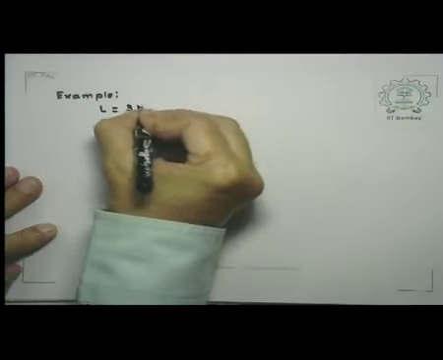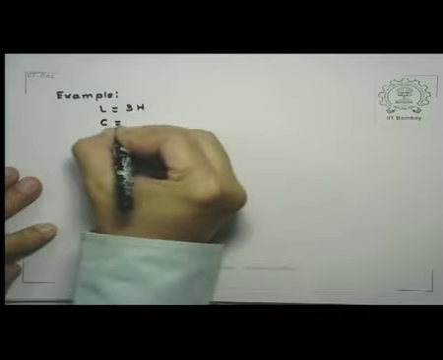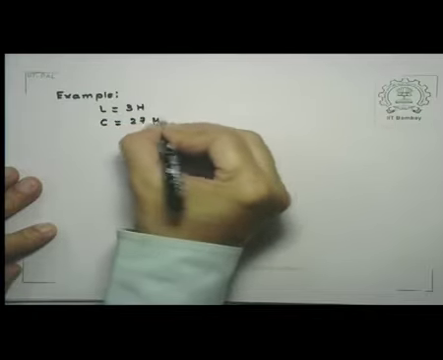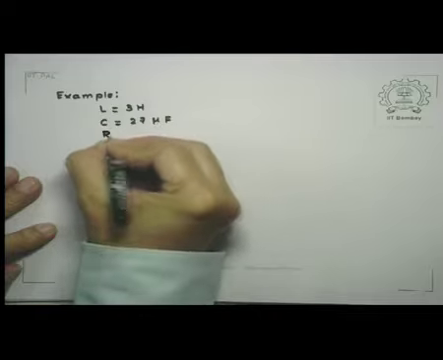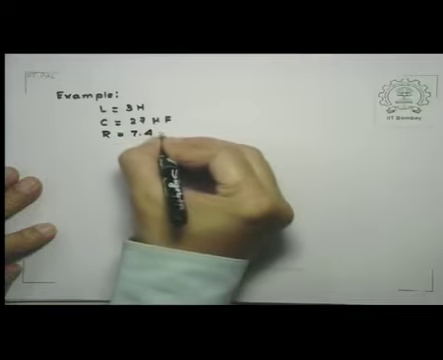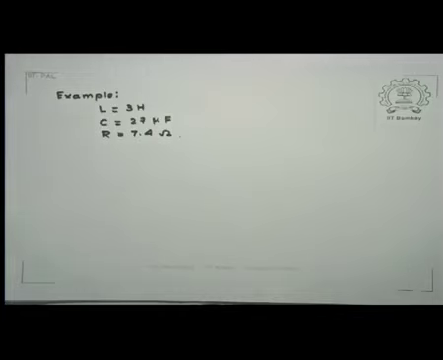Let me give another example. Let's consider a circuit for which the inductance, I'll take it a rather large inductance, 3 Henry. Capacitance is 27 microfarad and resistance R is 7.4 ohms. What should be done if you want to improve the sharpness of resonance? By reducing the full width at half maximum, FWHM, by a factor of 2.